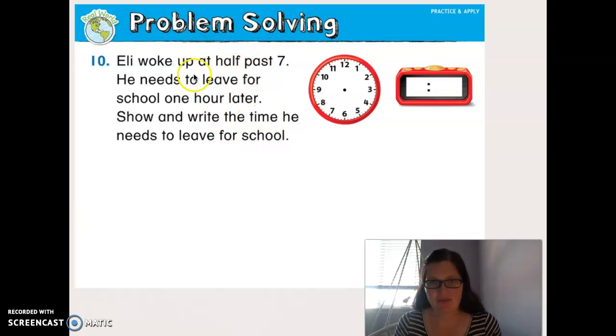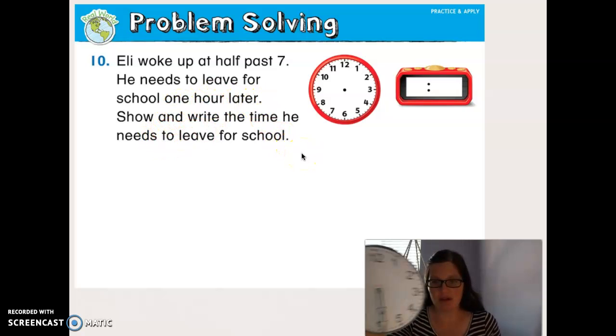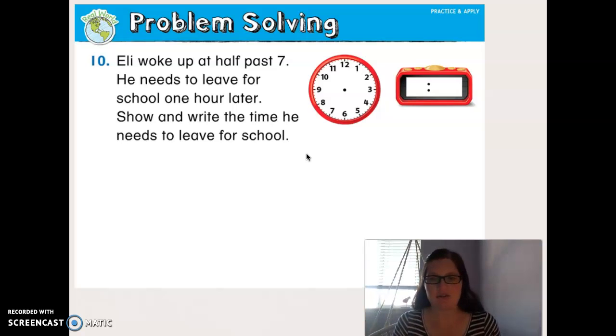So when you're doing the problem solving, use your clock to show when they leave and when they need to leave for school. Okay, so use that paper clock as a helper for you so that you can make sure you get all those problems down.